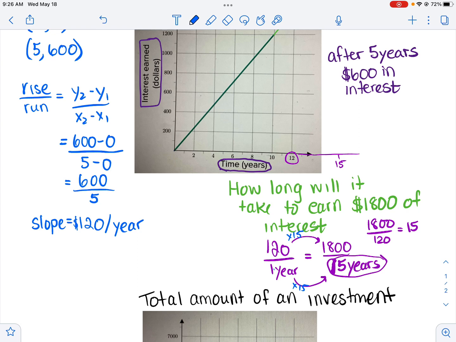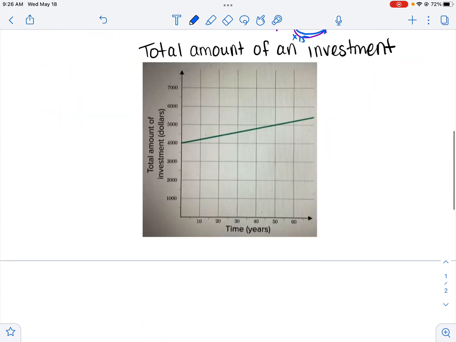So I just set up a proportion. I didn't know 120 times 15 was 1800. So that's why I did the opposite. I did 1800 divided by 120 is 15. So now I knew how these proportions were related. Cool, let's check out another graph.